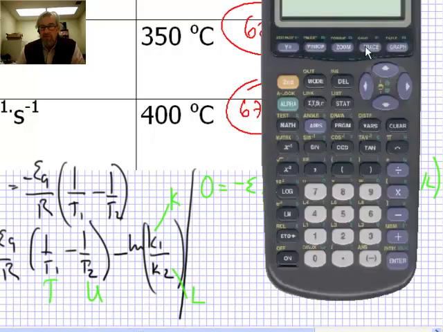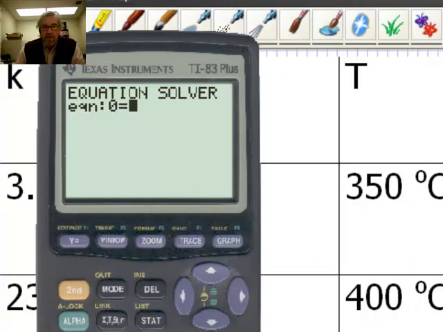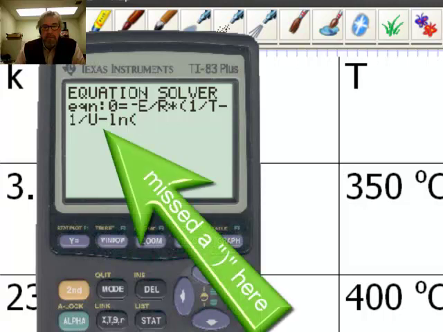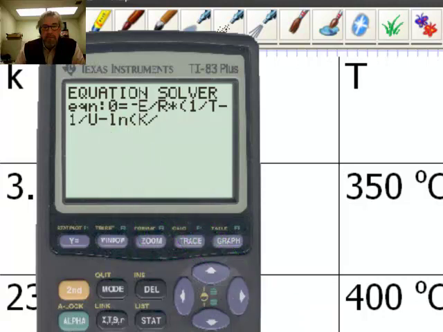Pull my calculator back up, and I'll key in all this information. So negative key, and then alpha E divided by alpha R times, throw a parenthesis in here, 1 divided by alpha T minus 1 divided by alpha U minus the natural log of alpha K divided by alpha L. Close the parenthesis. Now when I hit enter, watch what happens.